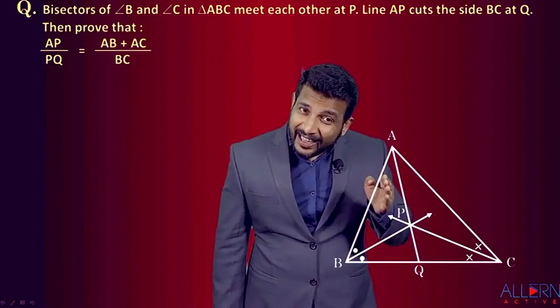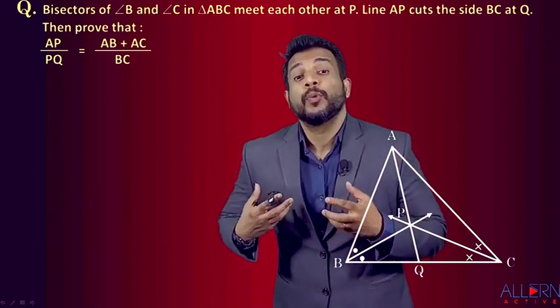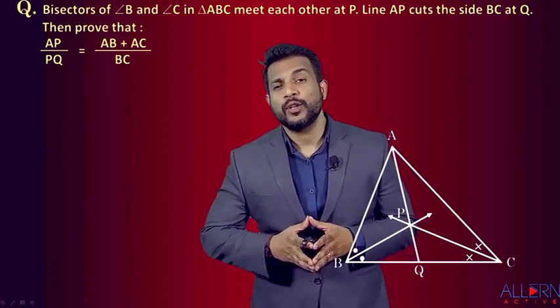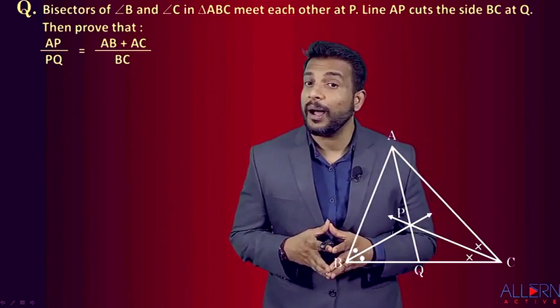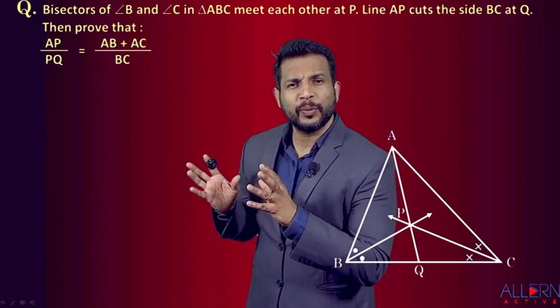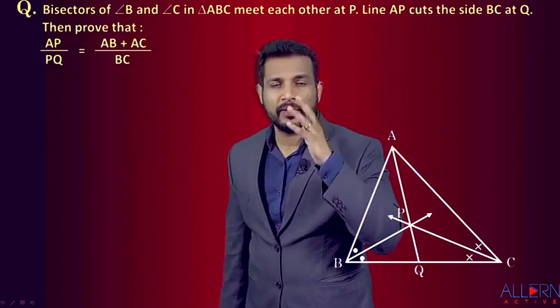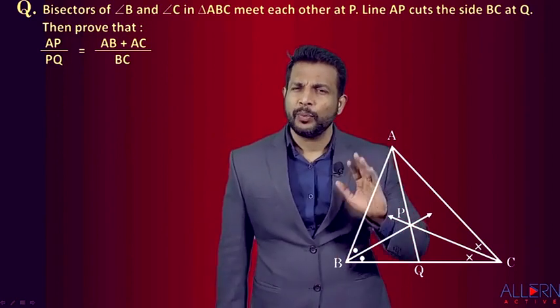Line AP cuts the side BC at point Q, as you can see in the figure. It says prove that AP upon PQ is equal to AB plus AC upon BC. This is what we need to prove. Now when you look at the proof, you'll say there are two ratios which you want equal, and in one ratio in the numerator you have addition. Okay, fine. Don't worry about that. That's going to be very easy.